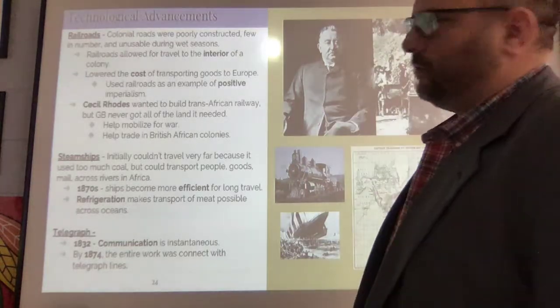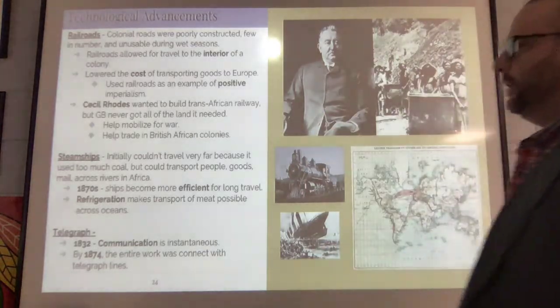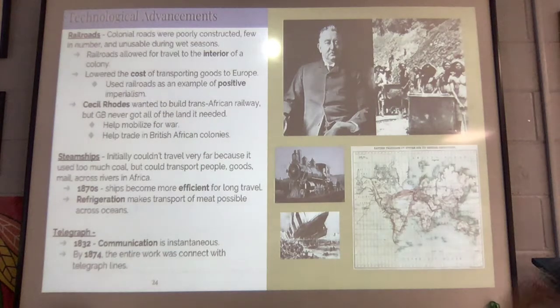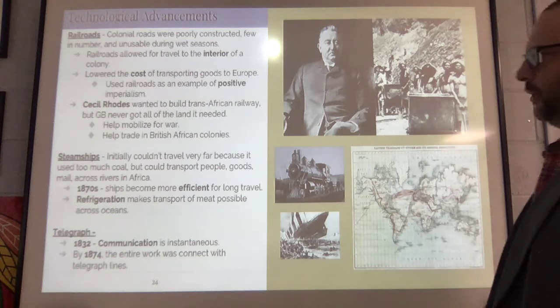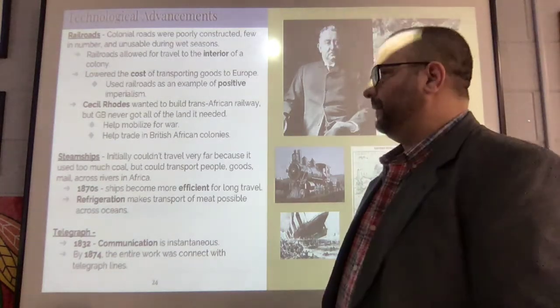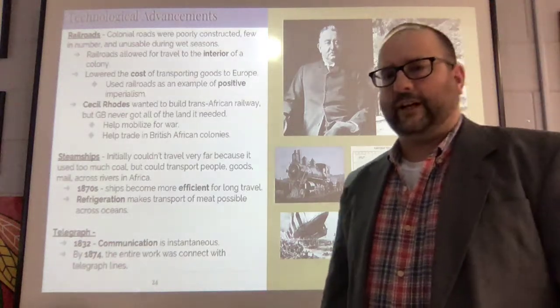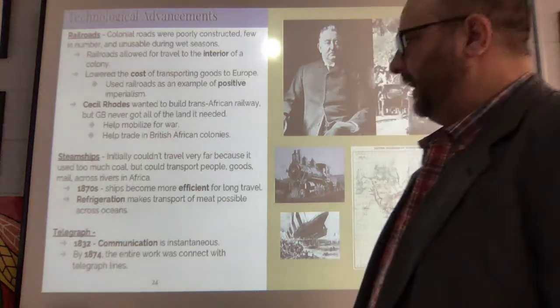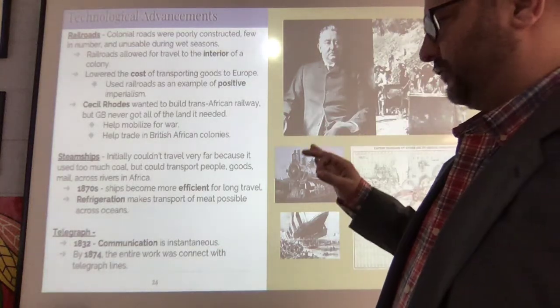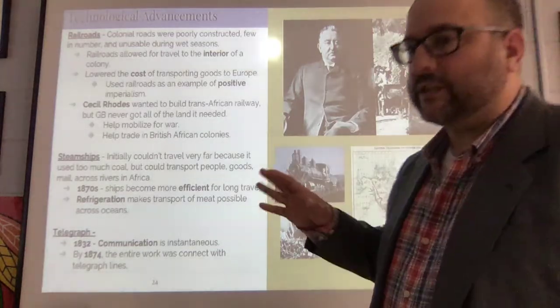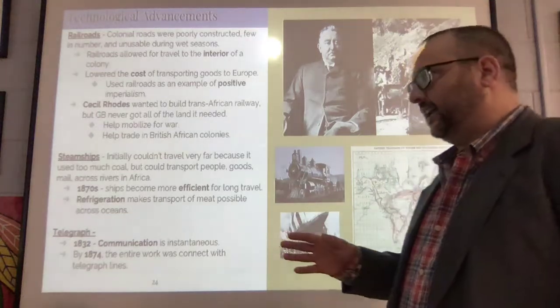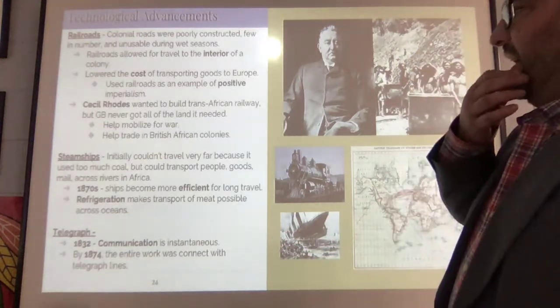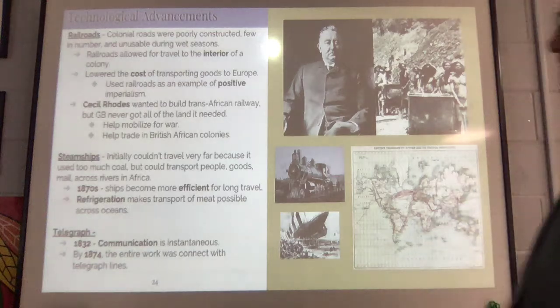Cecil Rhodes, who's pictured right here, wanted to build the Trans-African Railway, but Great Britain never got all of the land it needed, so he took it upon himself to start the trade. Now, Rhodes is a wealthy man, gets wealthy by finding a very important resource in Africa, diamonds, a girl's best friend. He will help Britain mobilize for war because he's going to spare no expense in trying to get exactly what he wants. And he does that with railroads.